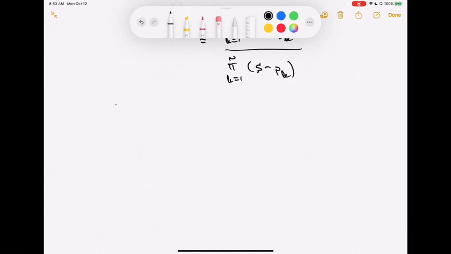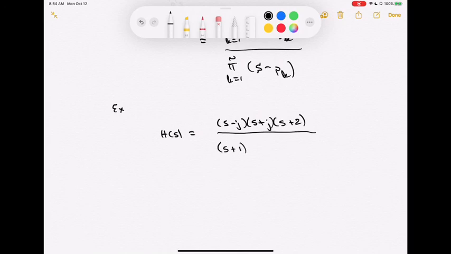So let's just assume as an example that I have an H of s that looks something like this. Suppose it is an s minus j and an s plus j and an s plus 2, something like that. And I'm going to have in the denominator for this one an s plus 1, and an s plus 1 plus j, and an s plus 1 minus j. So this is a third order system, right?